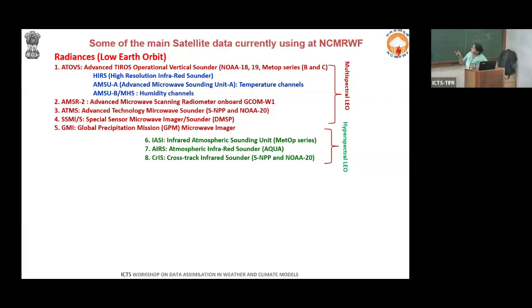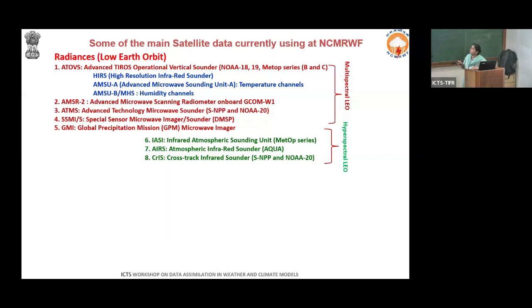So if you see the multispectral LEO, these are multispectral. Multispectral means the number of channels is countable, maybe less than 25. Then we have AMSR2, the Advanced Microwave Scanning Radiometer on board GCOM-W1, a satellite by Japan. AMSR2 is an imager, and ATOVS, if you see, is a sounder. So there are differences between a sounder and an imager. And ATMS, again, is the Advanced Technology Microwave Sounder.